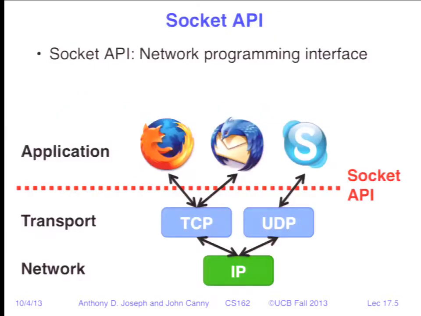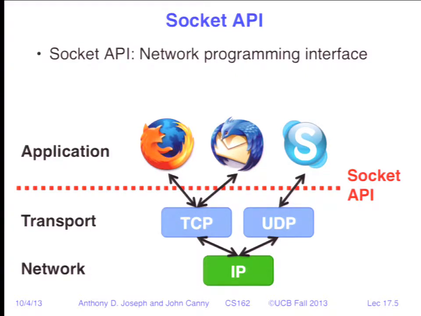So let's start with the socket API. I have a bunch of applications. I have Firefox, I have Thunderbird, and I have Skype. Okay, so web browser, email, and a video conferencing application. They use the socket API to talk to the transport layer, the transmission control protocol, and the user datagram protocol. And then those two talk to the internet protocol layer, the network layer.